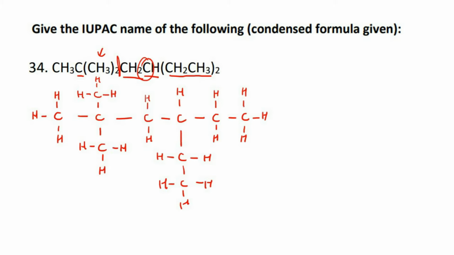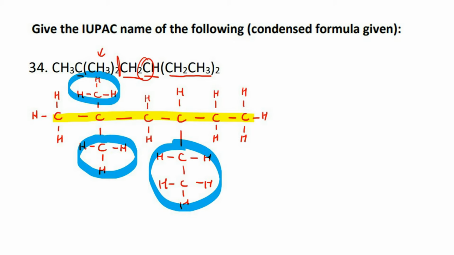So we need to find the longest continuous chain. So let's try this. 1, 2, 3, 4, 5, 6. Can we do more than 6? I'm not sure. Let's try 1, 2, 3, 4, 5, 6. No, that's also 6. Okay, so I think 6 is the best we can get. Yeah, you're not going to get more than 6. So because of that, I'm just going to use that as the main one because that's the easiest to work with. And then everything else that is coming off that is the branch. So that's a branch, that's a branch, and that's a branch.